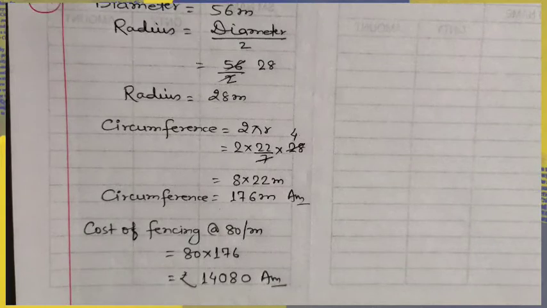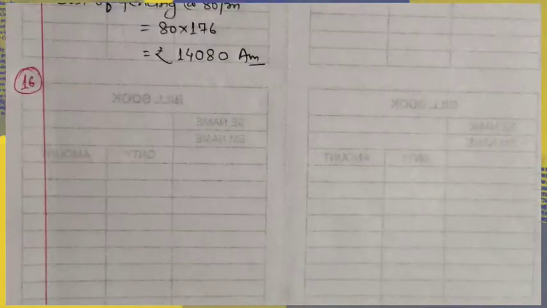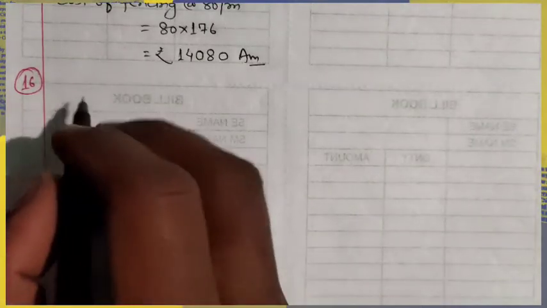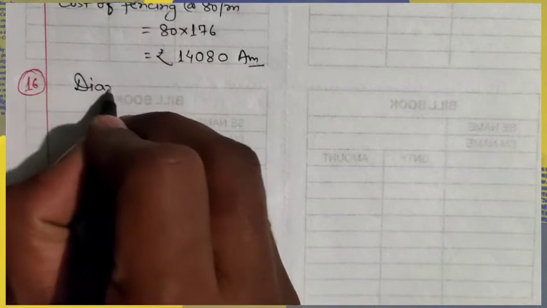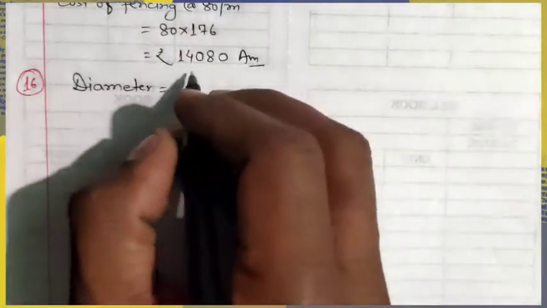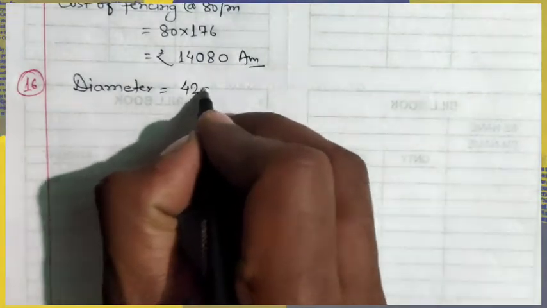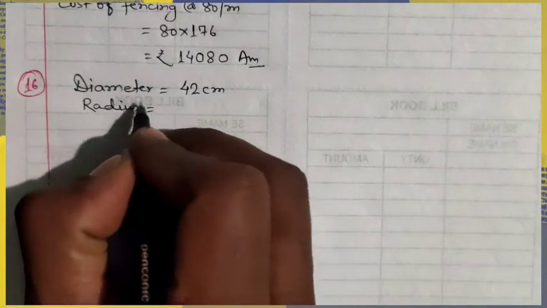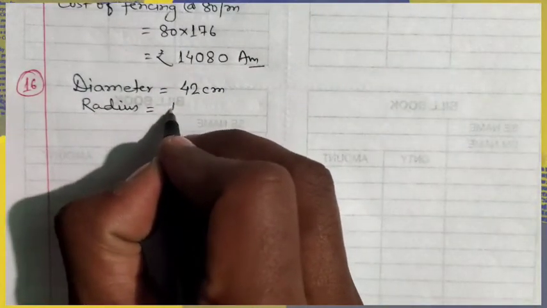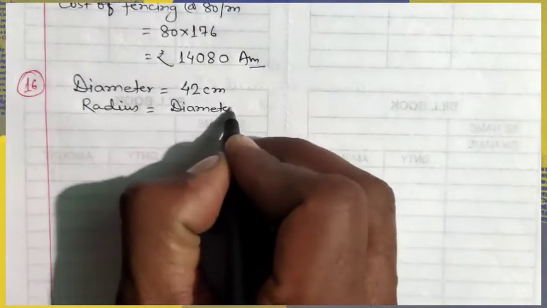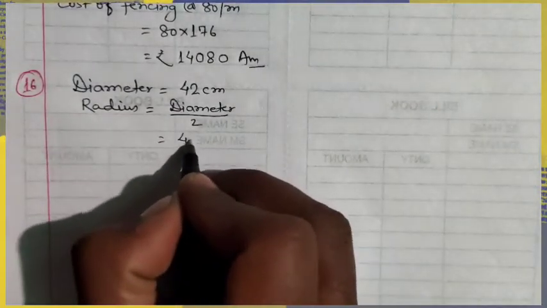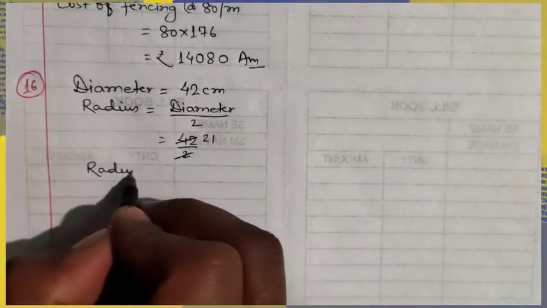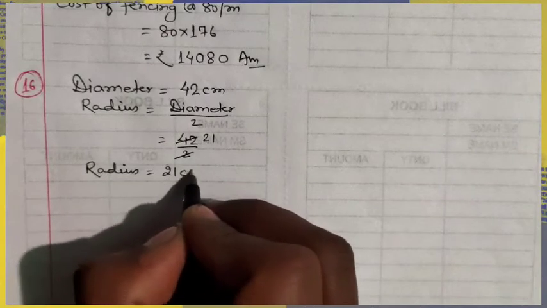Next we are going to solve question number 16. Question number 16 is saying the diameter of a circle is 42 centimeter. It means that in question it has given the diameter. Diameter is equal to 42 centimeter. We can calculate the radius. As we have calculated in the above question, radius is equal to diameter by 2. It is half of diameter. Diameter by 2, that is 42 by 2. 2 2 ja 4, 2 1 ja 2. It means the value of radius is equal to 21 centimeter.